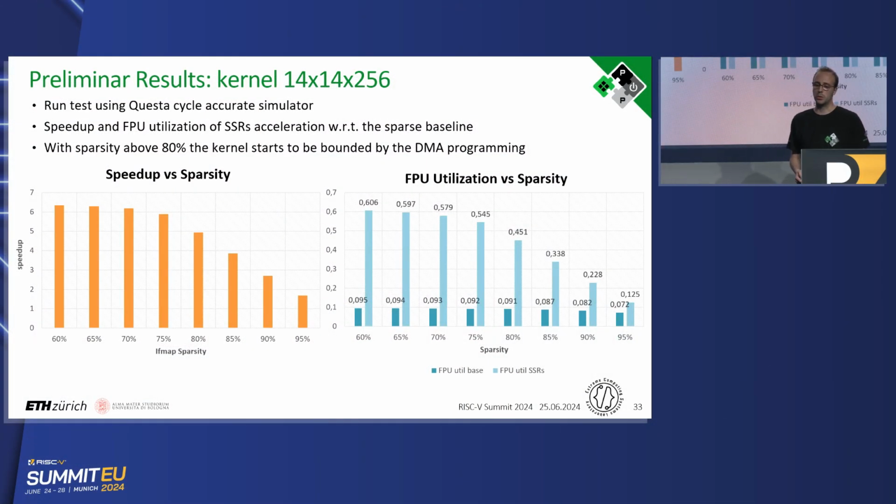Regarding the floating point unit utilization, the baseline is very low, around 10%, while the floating point utilization of our optimized version is, for moderate levels of sparsity, again around 60%, and above 80% it decreases for the same reasons why the speed up factor decreases.